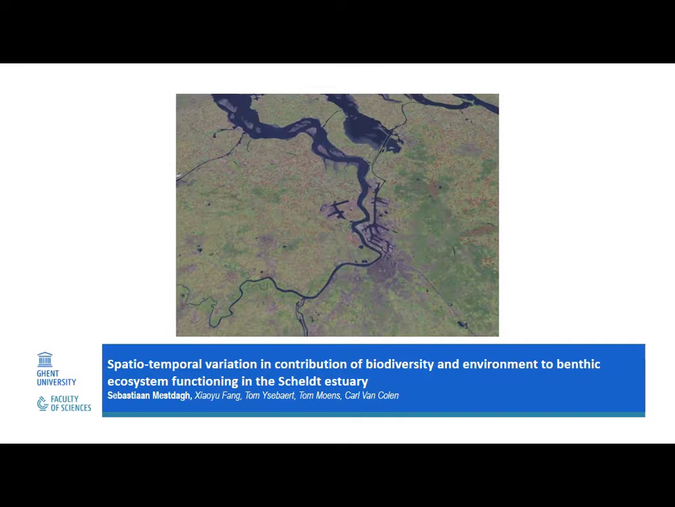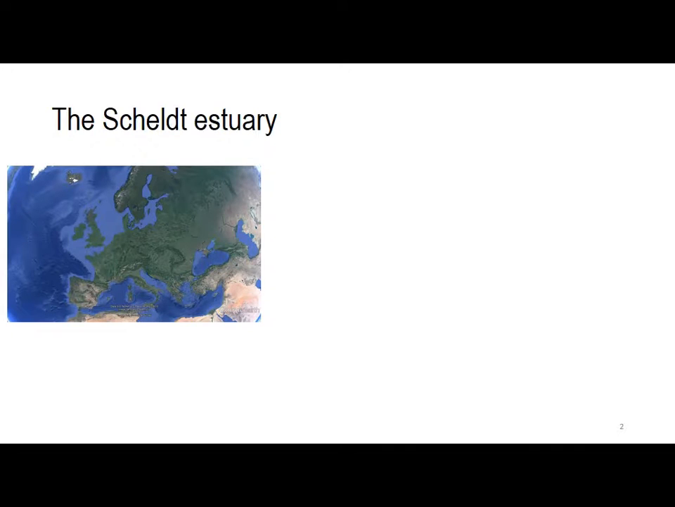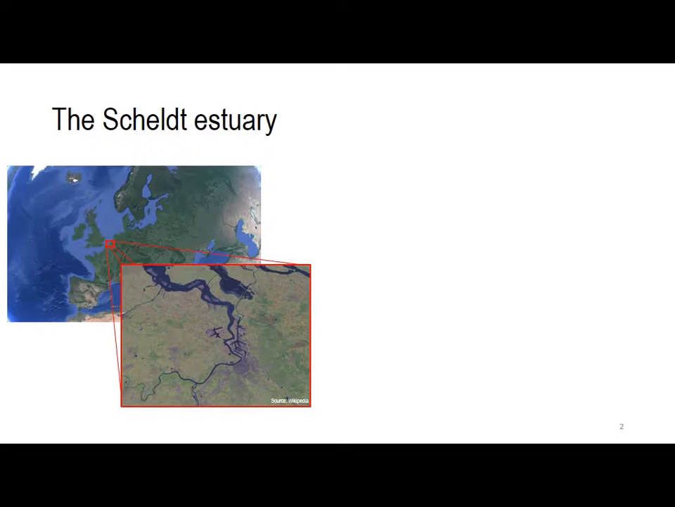I'm going to talk about the spatio-temporal variation in the contribution of both biodiversity and the environment to the benthic ecosystem functioning in the estuary of the Scheldt. Now, the Scheldt estuary is an estuary here in Belgium and the Netherlands, located there.